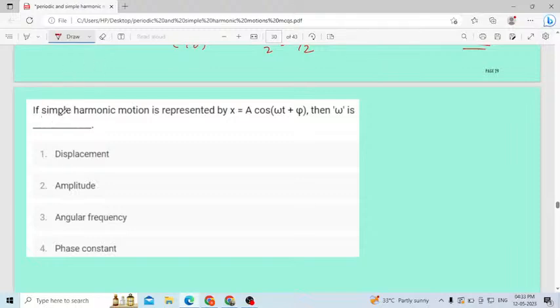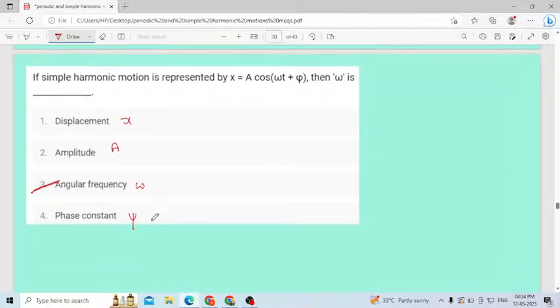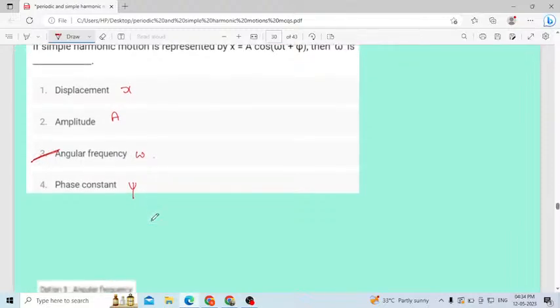Next one: if simple harmonic motion is represented by x equals a cos omega t plus phi, what is meant by omega? Phi is the phase constant, a means amplitude, x means displacement. Omega is the angular frequency. Displacement is x, amplitude a, phase constant phi, correct? Then angular frequency is nothing but omega. Remember, out of the 4 options any one they may ask in the exam.